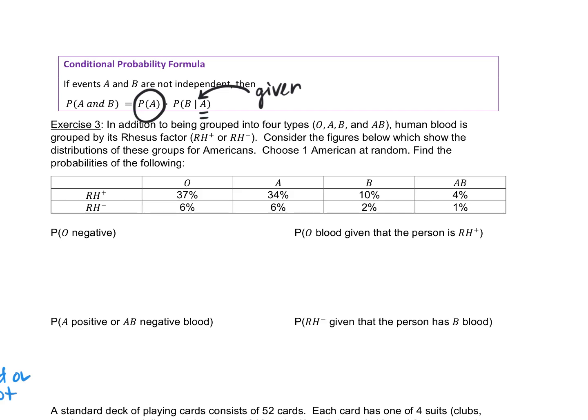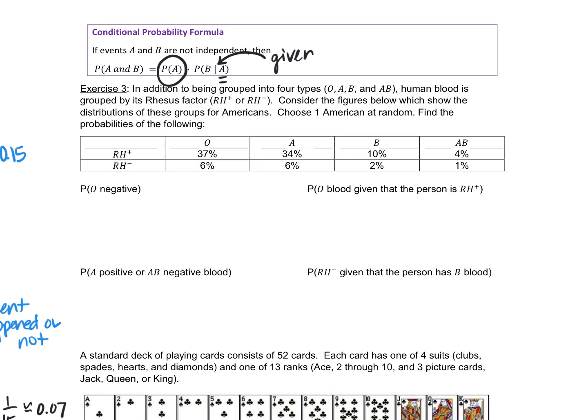So for example 3, we're looking at this table, and it's all about blood types. We have O, A, B, and AB, and it's connected to RH factor. So we hear things like A positive or B negative. We're going to consider the figures below, which show the distribution of these groups for Americans. We're going to choose one American at random, and we want to find the probability of the following.